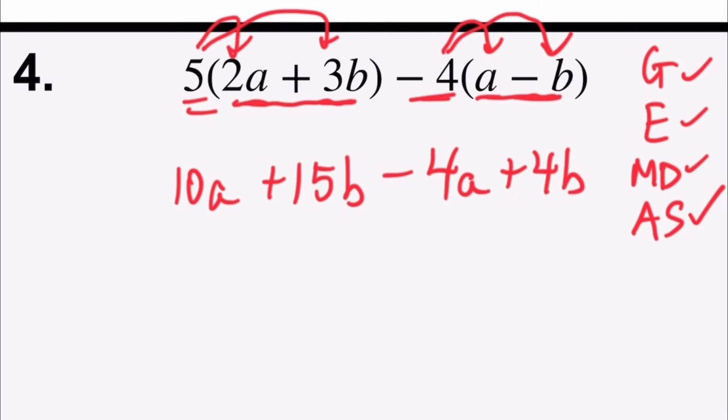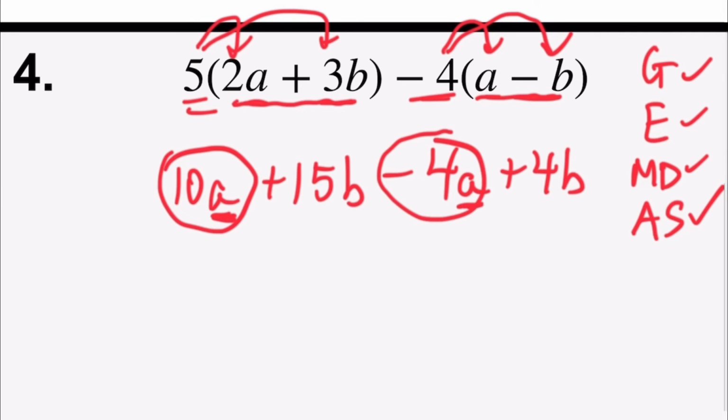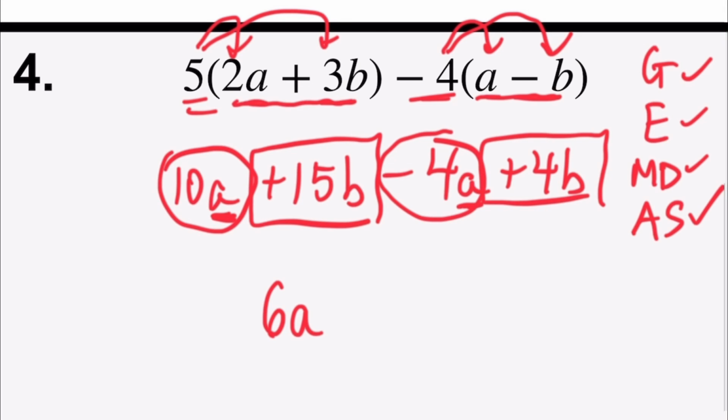Now I'm going to add and subtract. Algebraic adding and subtraction is combining like terms. So I look for the same variables. 10a minus 4a. These are the same terms. 10a minus 4a is 6a. Then I'm going to look for the b's. Plus 15b and plus 4b would be plus 19b. So my answer would be 6a plus 19b.